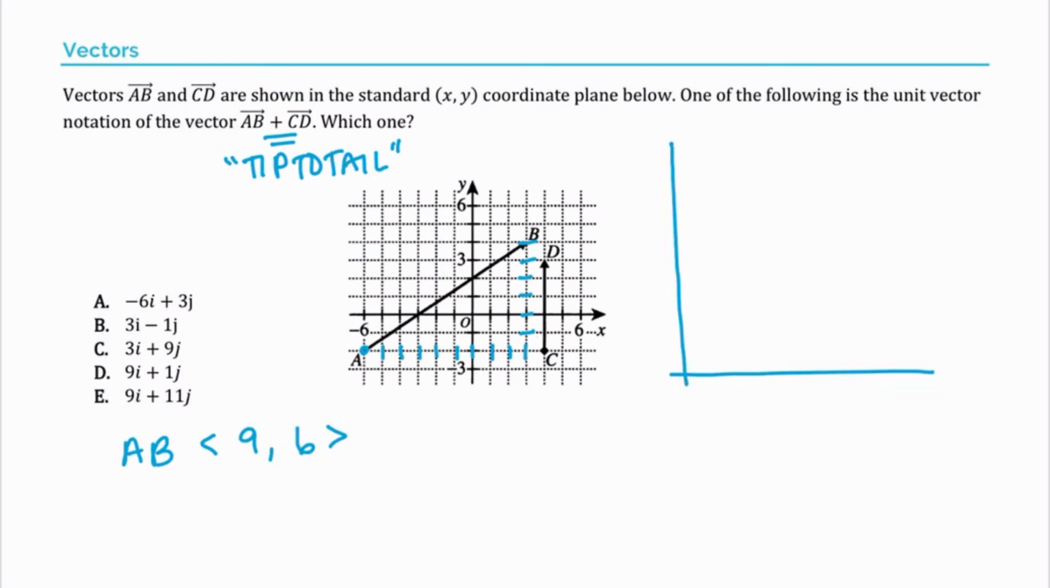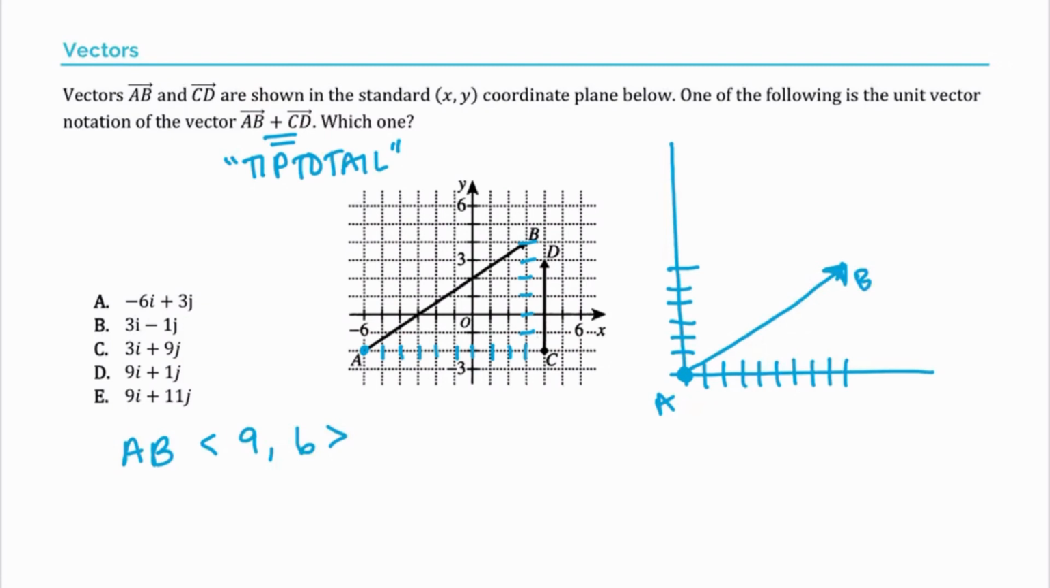So if I were to replot vector AB starting at the origin 0, 0, I would go to the right 9, 1, 2, 3, 4, 5, 6, 7, 8, 9, and then up 6. Okay, so I would then have my point here, connect them, and that is vector AB.